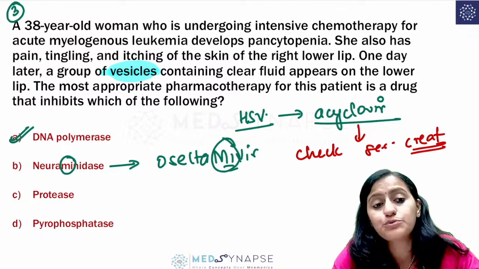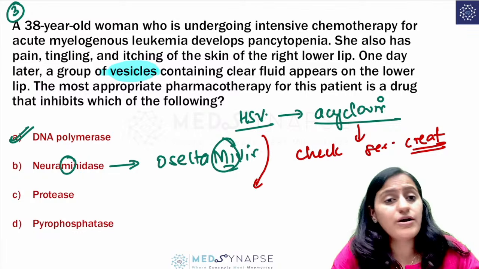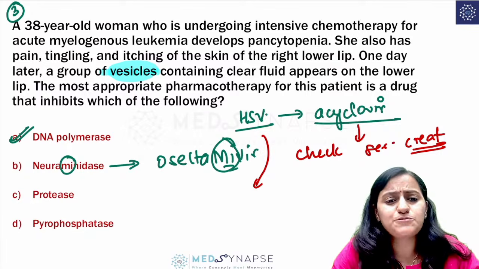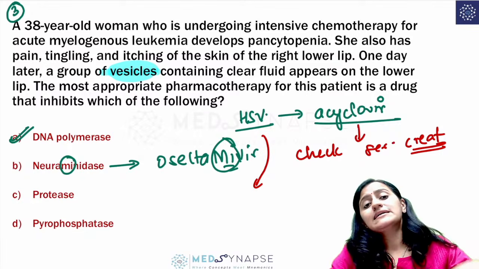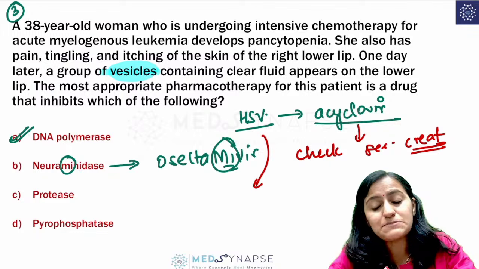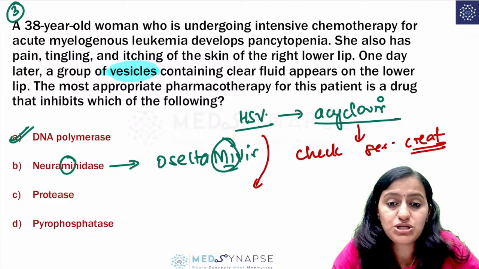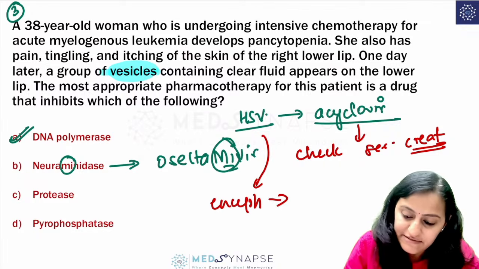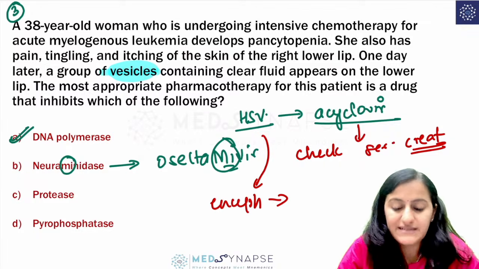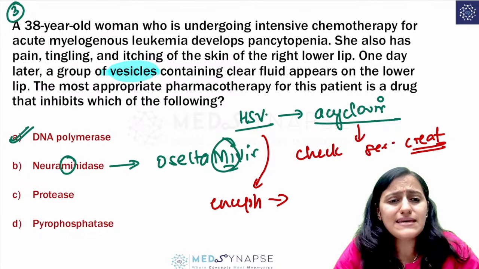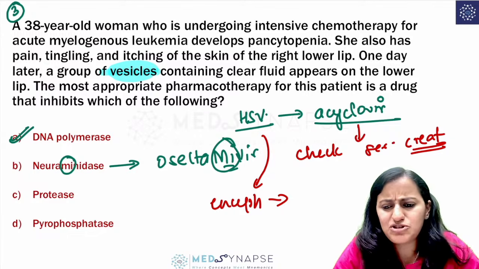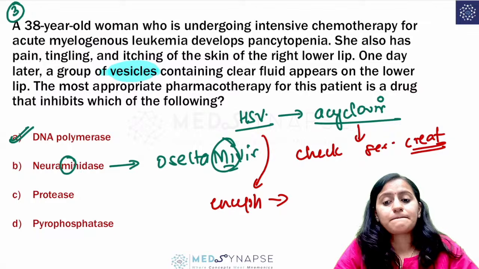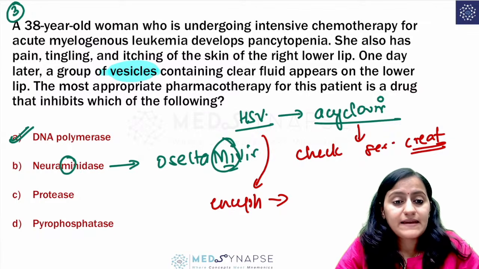Very, very important. Another very, very frequently asked point that you should never ever forget: HSV encephalitis predominantly affects which lobe? When HSV causes encephalitis, it predominantly affects which lobe? Right? That's a keyword there. It has been asked in the recent NEET PG exam, FMGE exam. HSV encephalitis is which lobe?